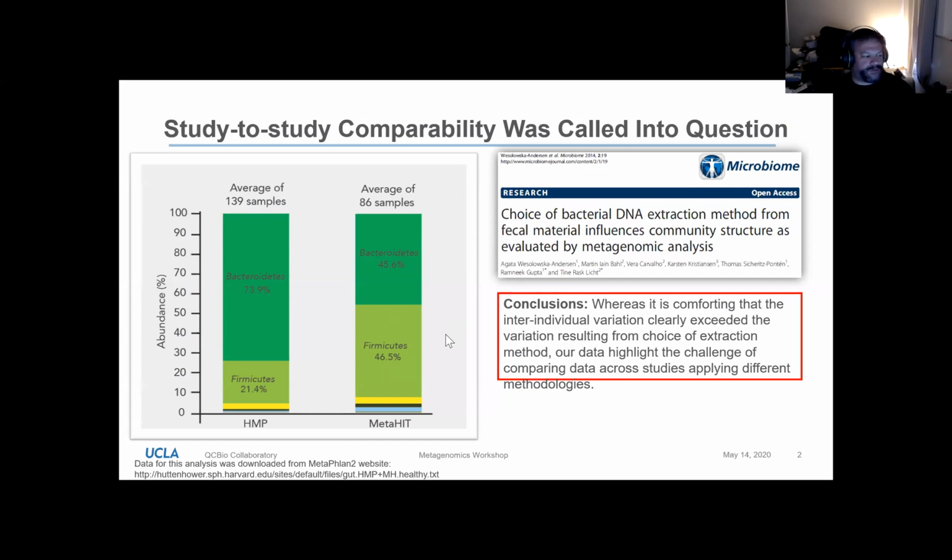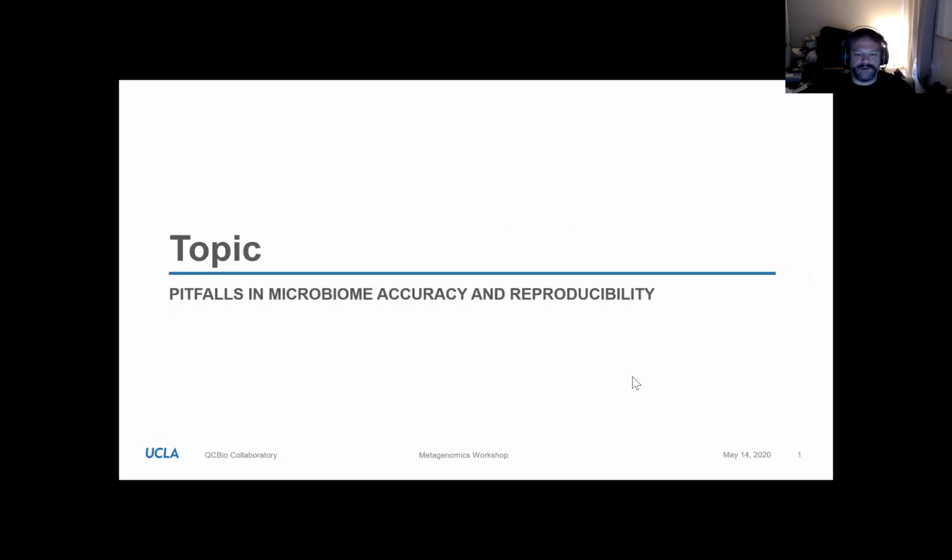All right. So I'm going to go back to the beginning just for the benefit of the recording. So today I'm talking about pitfalls in microbiome accuracy and reproducibility. So these are some common problems that are coming up.